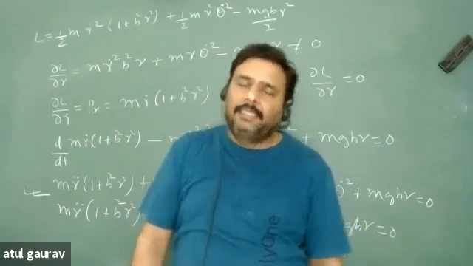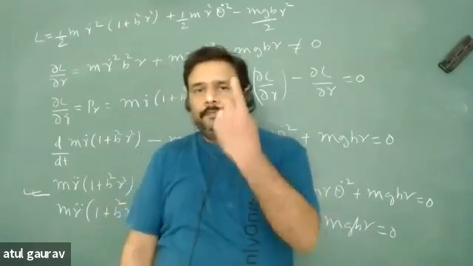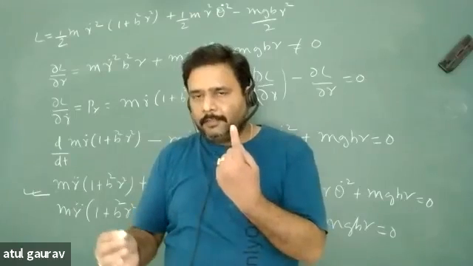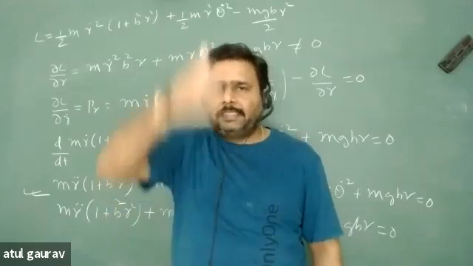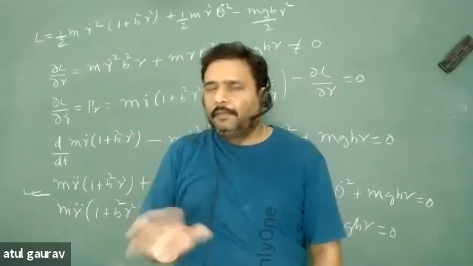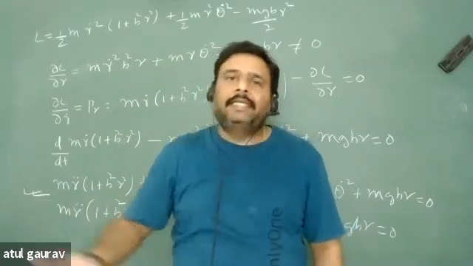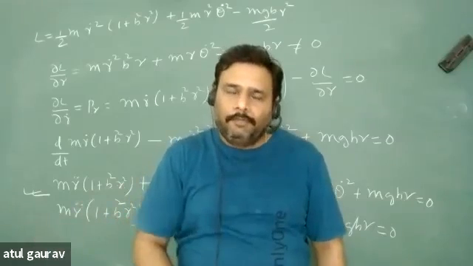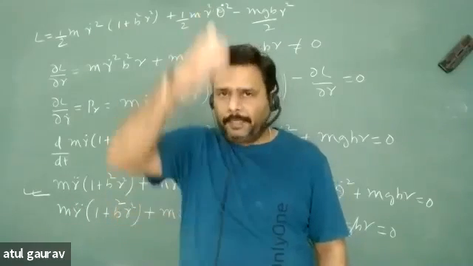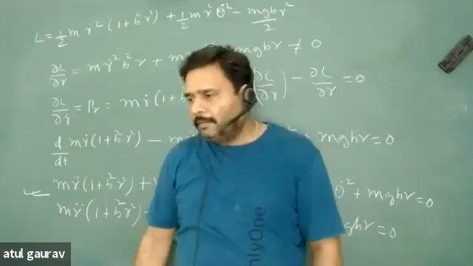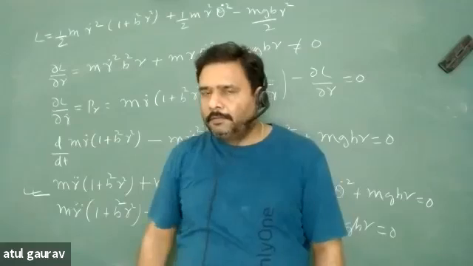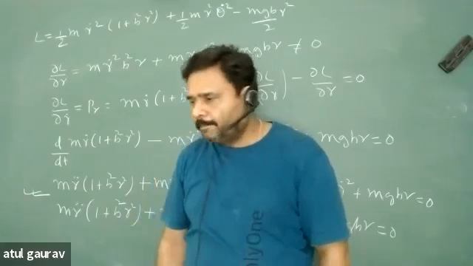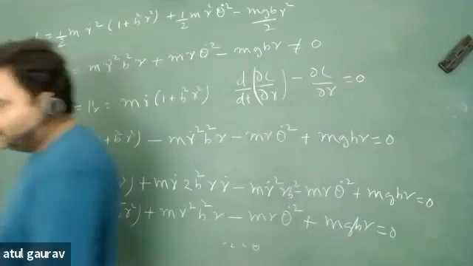Now, in cylindrical coordinates, what is theta? Theta dot. What is the direction of theta dot? In the z cap direction, isn't it? If something is rotating in the xy plane, then what will be the direction of omega? Perpendicular to the plane. So what is the direction of p theta? That is also perpendicular to the plane. Isn't it?